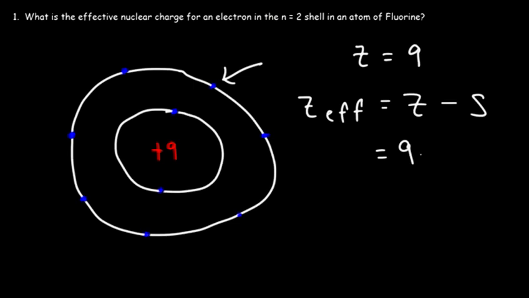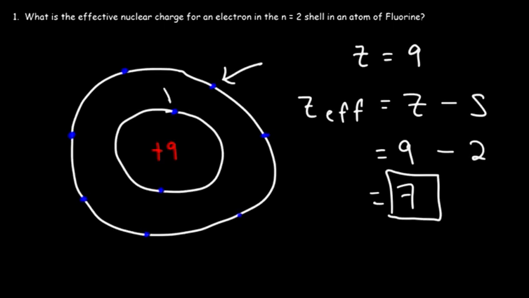So there's 9 protons in the nucleus, that's the atomic number, and there's only 2 inner shell electrons with respect to this one. So those 2 electrons that I've just highlighted here, they shield this electron from the nucleus, thus reducing the effective nuclear charge. So it's 9 minus 2, which is 7. So that is the effective nuclear charge on an n equal 2 electron.